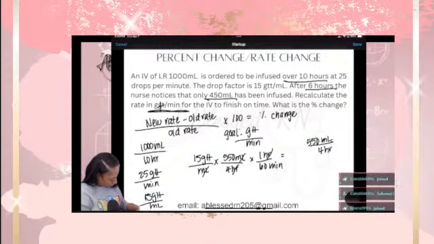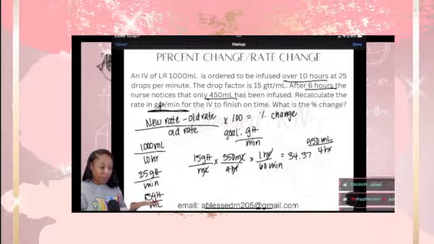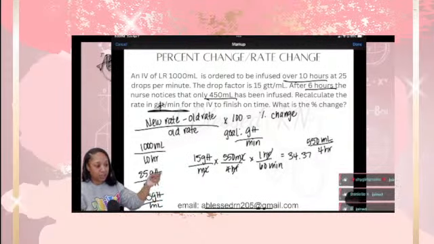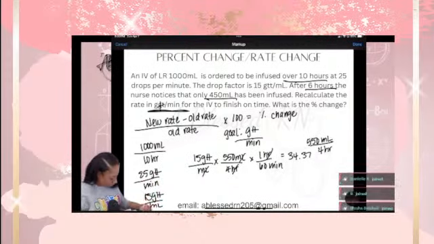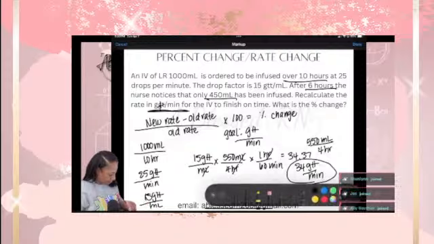So that's going to be 34.37. You can't give 0.37 of a drop, right? So therefore, you have to round it to the nearest whole number. So this is going to be 34 drops per minute. So that is our new rate, 34 drops a minute.